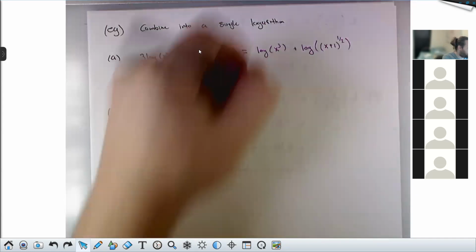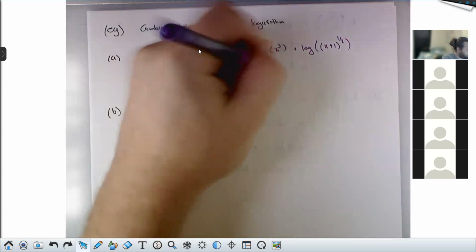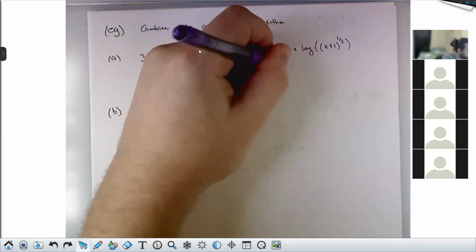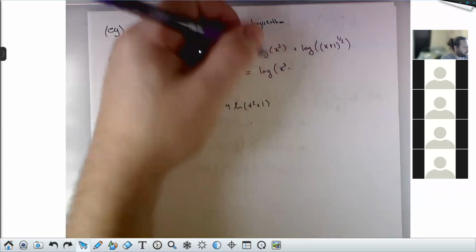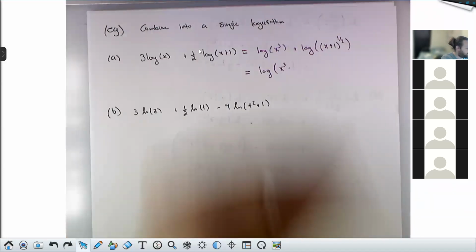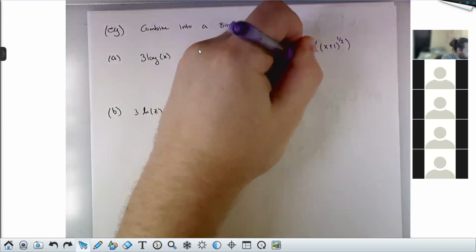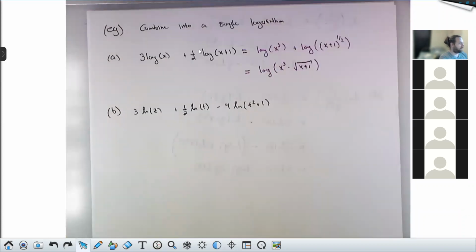Now we can combine. The sum of logs is the log of the product. So that's the log of x cubed times, I'll write this as a square root, times x plus 1 to the 1/2, or the square root of x plus 1. Second guy is more of the same.